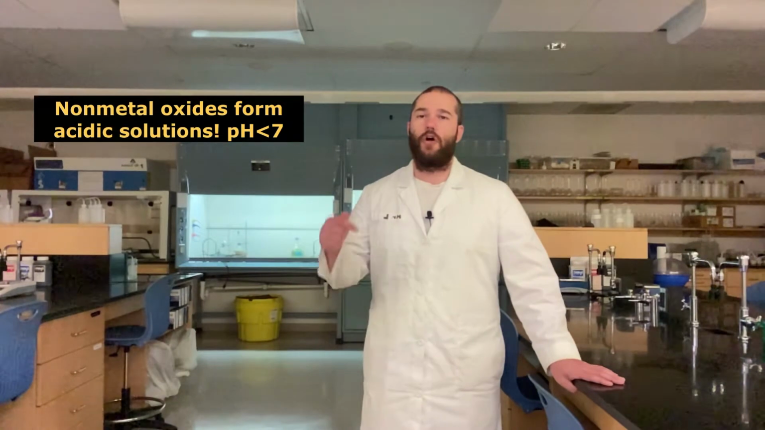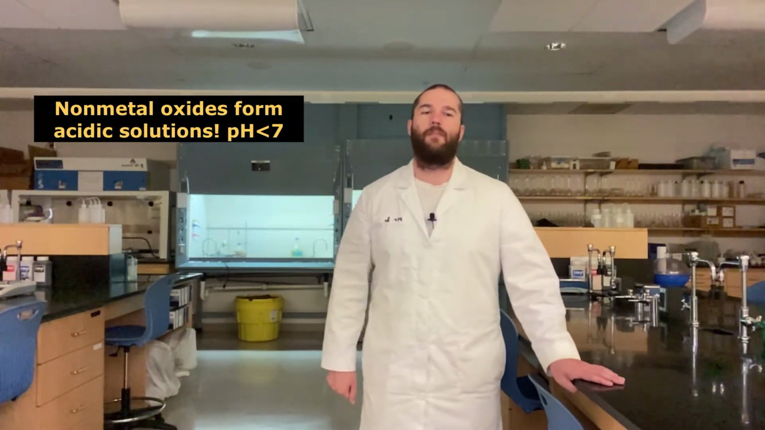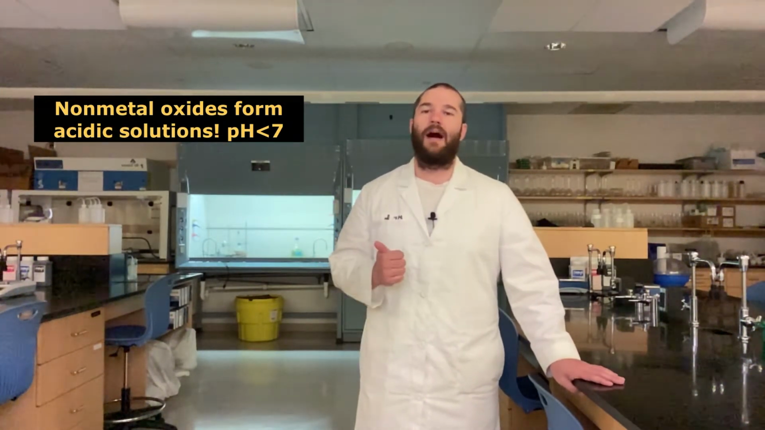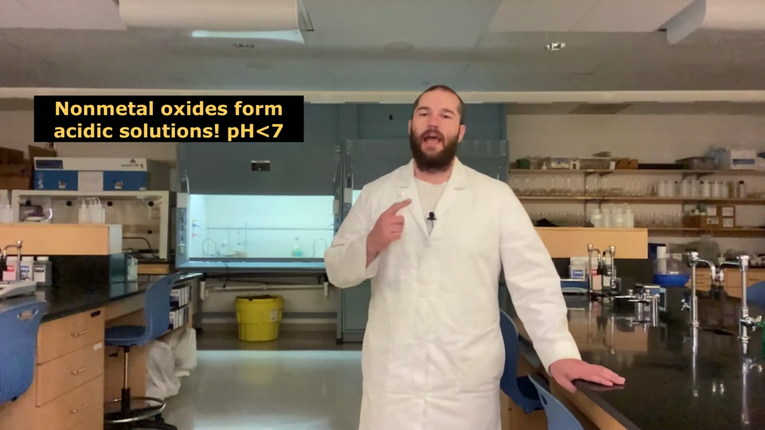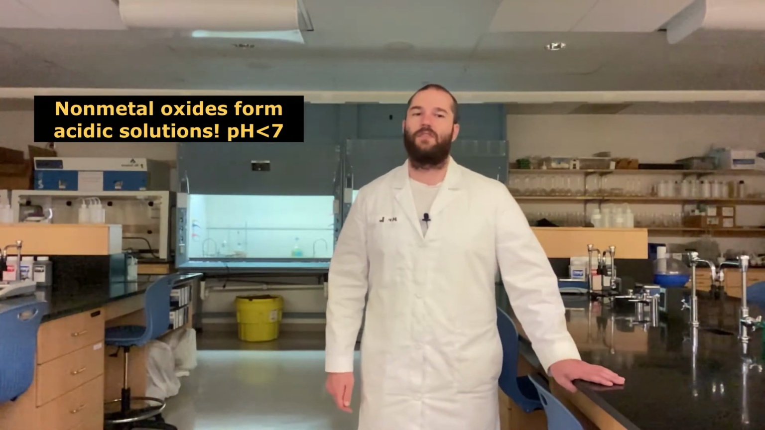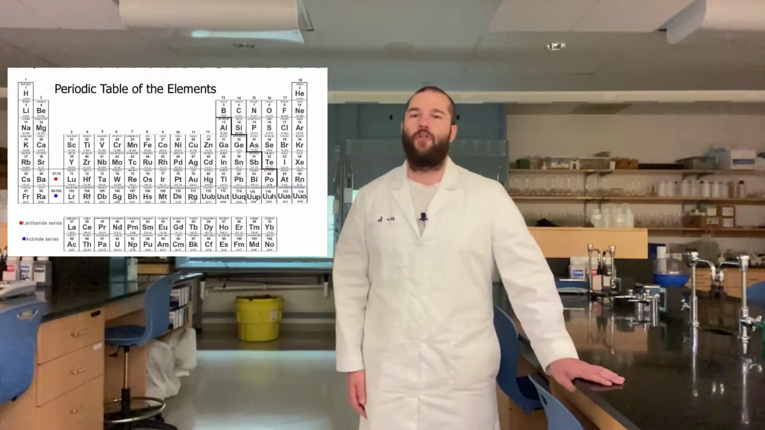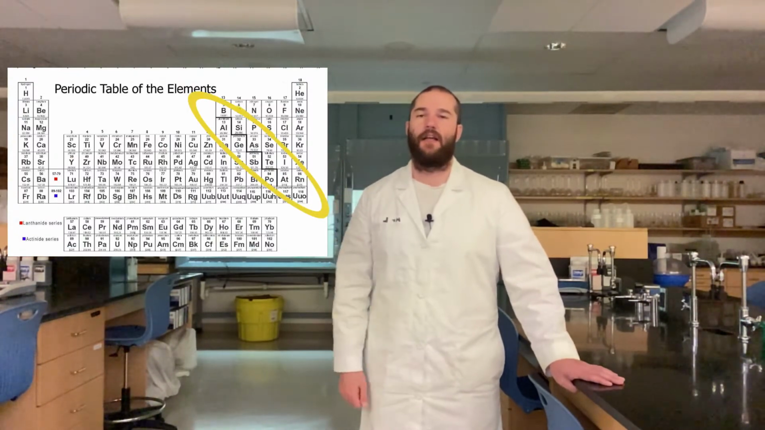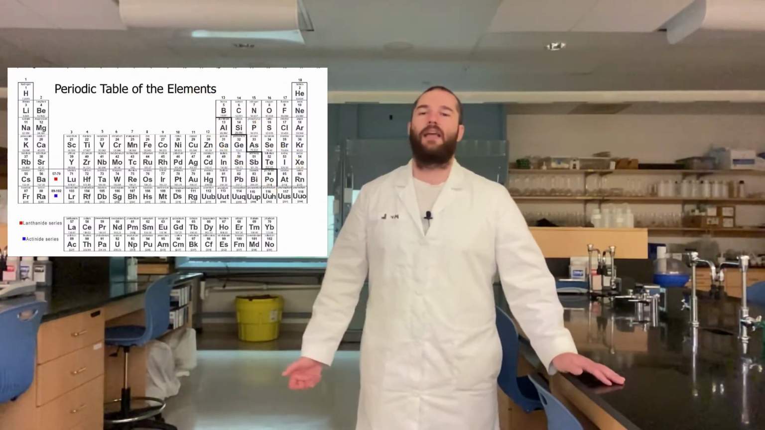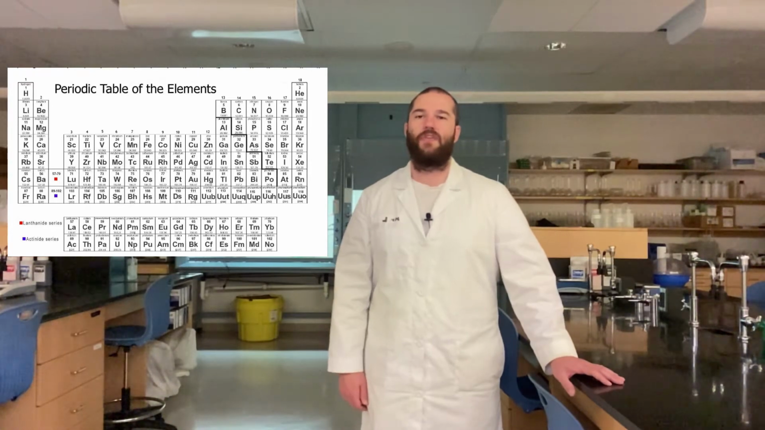And that's going to lower the pH, so the pH value is going to be less than 7. So metal oxides form basic solutions, and nonmetal oxides form acidic solutions. And then we have the metalloids, which were on the staircase area of the periodic table. And these again have properties of both metals and nonmetals. And we use these a lot in computer systems because they are semiconductors.